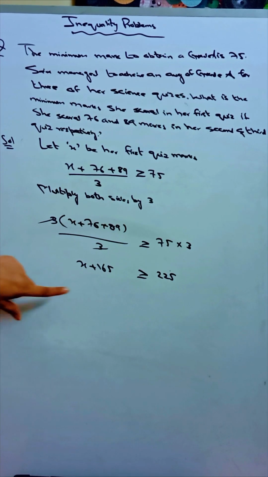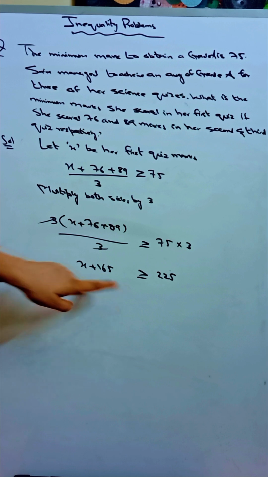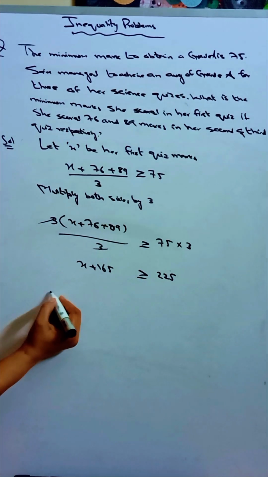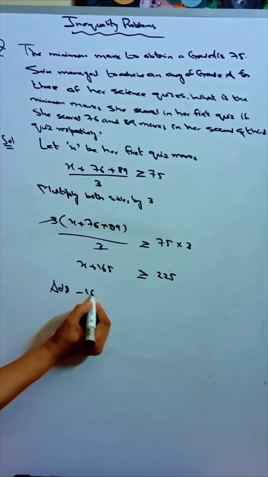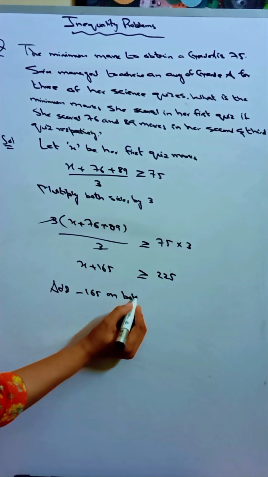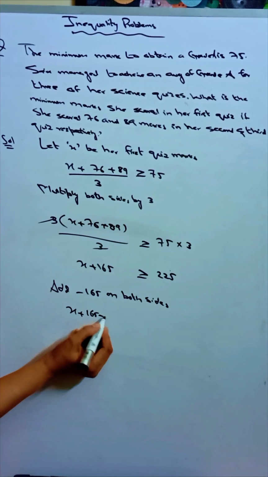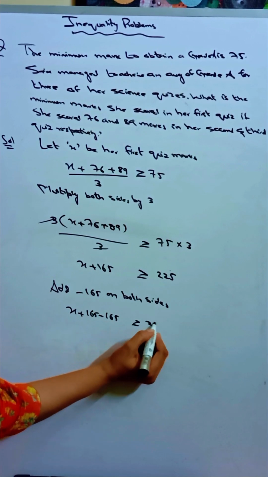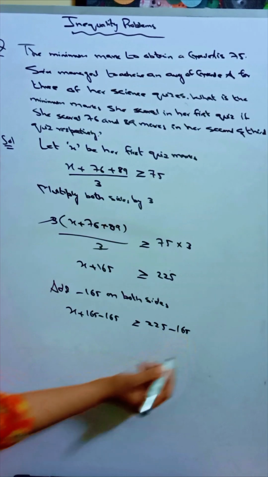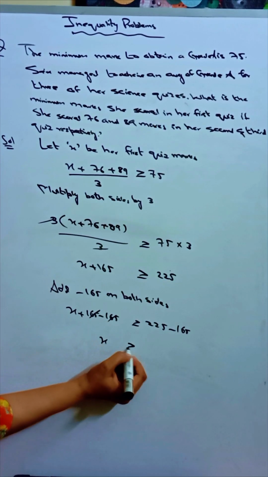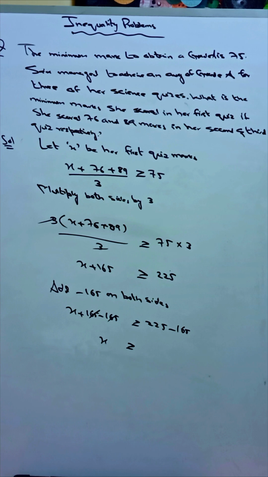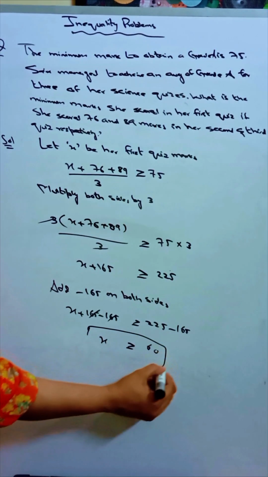Now next step, we have to remove this 165. So add minus 165 on both sides. x plus 165 minus 165 greater than or equal to 225 minus 165. This one cancels off. x greater than or equal to 225 minus 165. What is the answer? 5 minus 5 is 0, 12, 22 minus 16. What is the answer? 6. So the answer is 60.